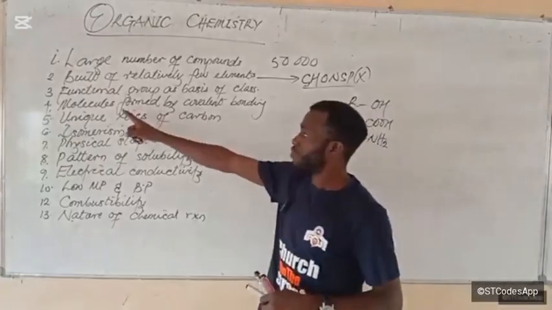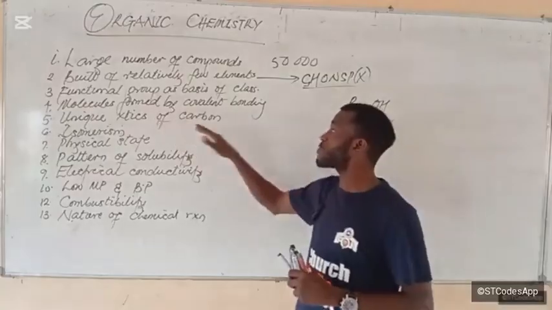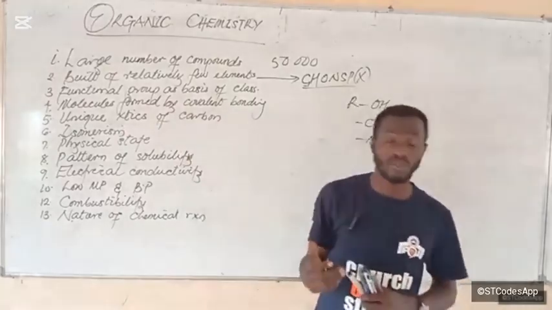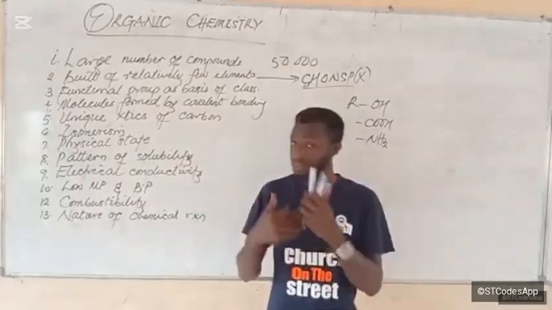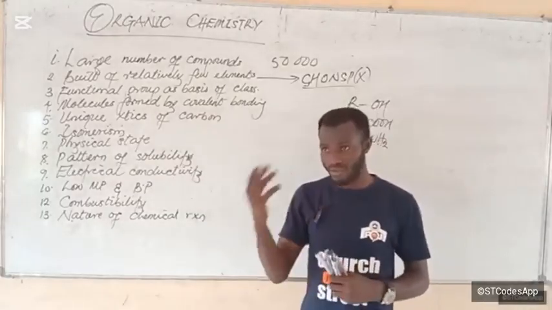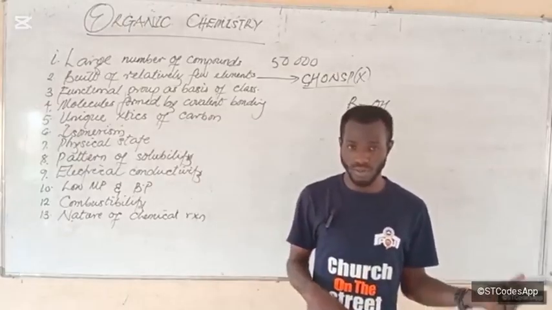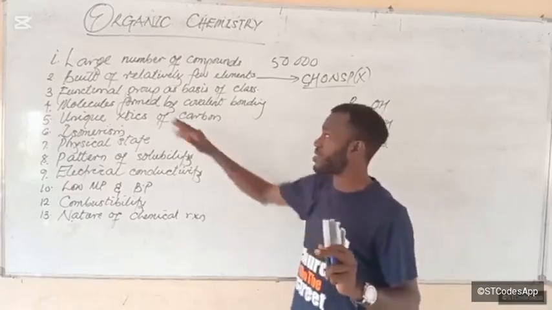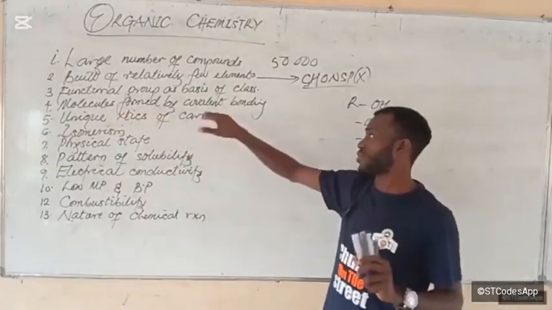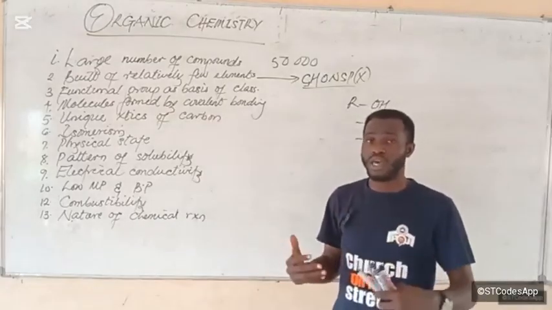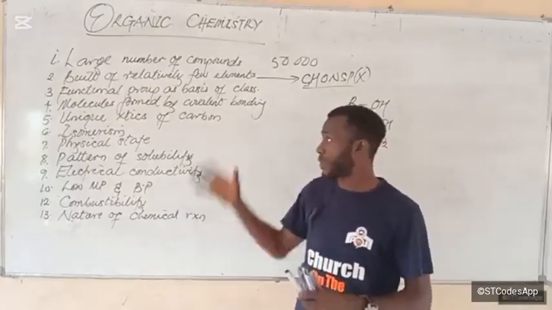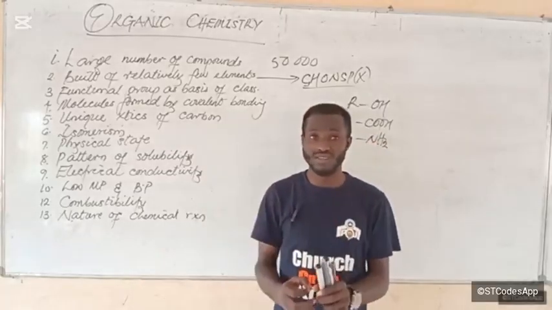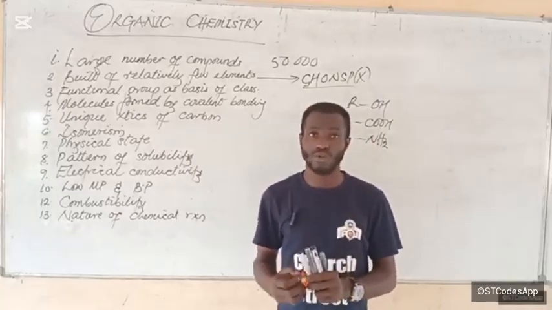Then, the molecules are formed by covalent bonding. In inorganic compounds, there are many different types of bonding. But the molecules of organic compounds are basically formed by covalent bonding. Now, what is covalent bonding? It is a type of bonding that I am going to discuss better later. A covalent bond is just where two atoms are sharing electrons.